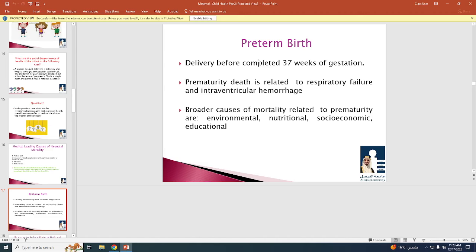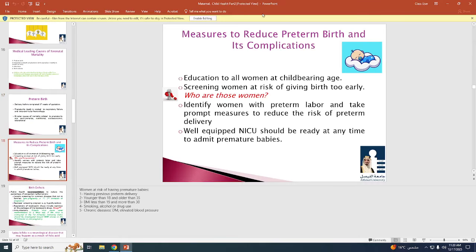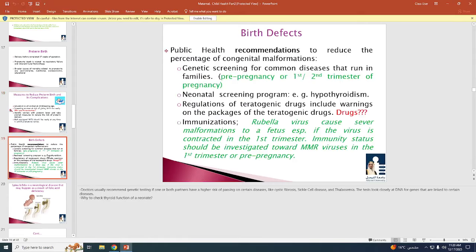Preterm, what's the meaning of preterm? Before completed 37 weeks, completed. Okay, how can we reduce the number of preterm births? The measures: we need to educate all women, not only women who are at risk. All women should know about preterm birth. How can we protect the woman from having a preterm or premature baby?